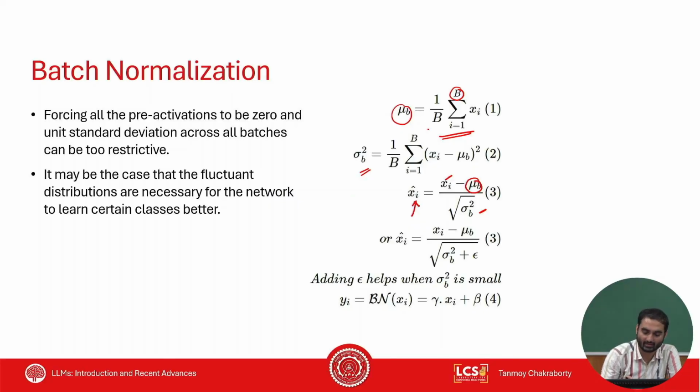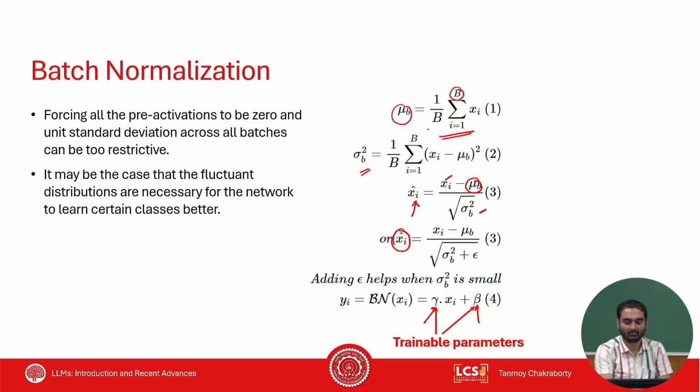Oftentimes what we do, along with this batch normalization, we also add some trainable parameters. So let's say this is the updated value of the element. Along with the updated value, we add some sort of gamma and beta, right? And these gamma and beta are basically learned during the backpropagation time.